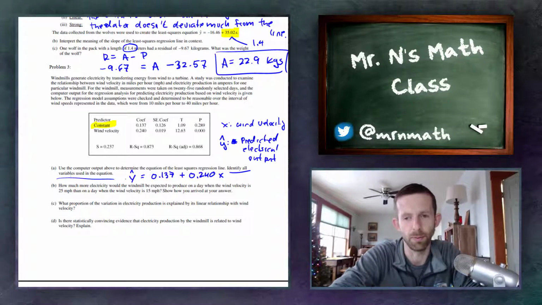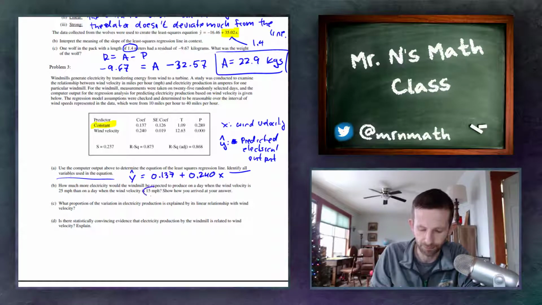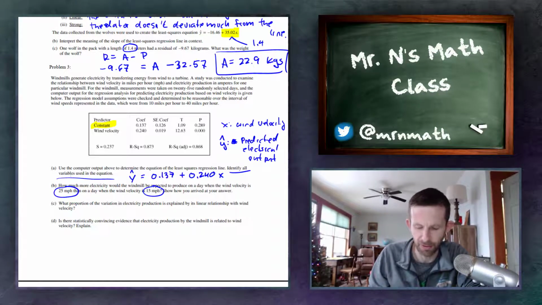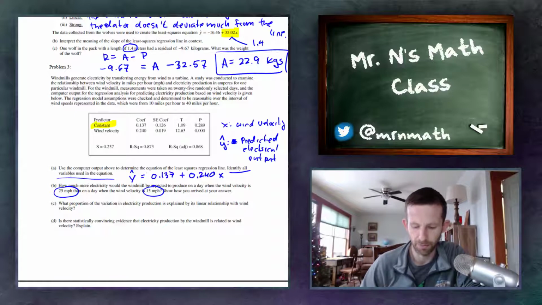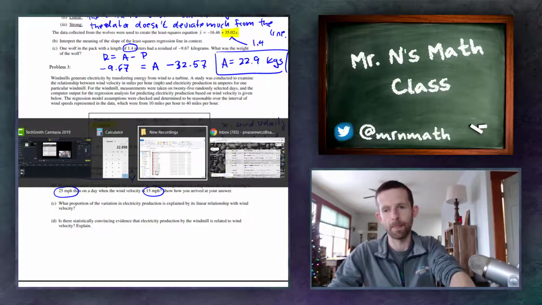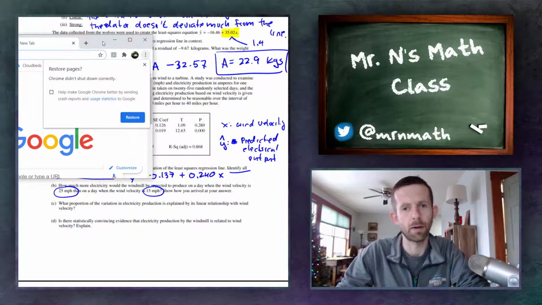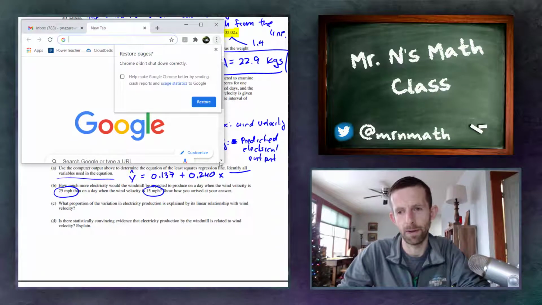How much more electricity would the windmill be expected to produce on a day when the wind velocity is 25 miles per hour than on the day when the wind velocity is 15 miles per hour? All right, so the way I would do this one is I would take 15 and 25, plug both of them into my equation. Let me actually try to do that here.